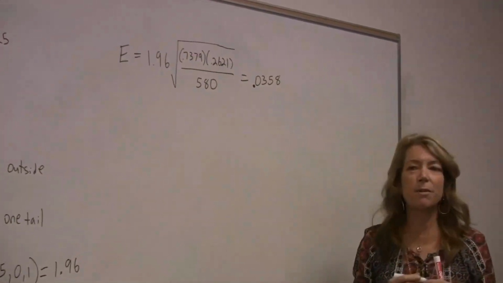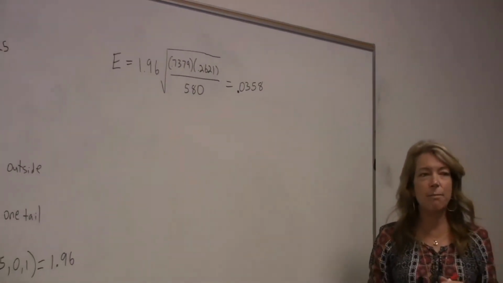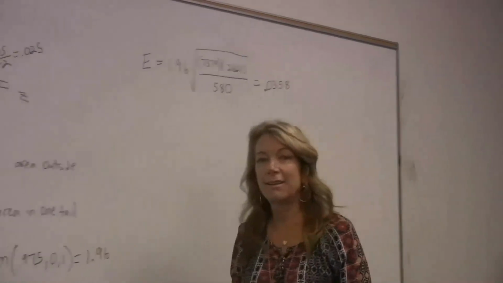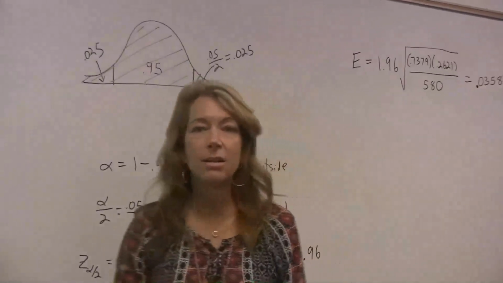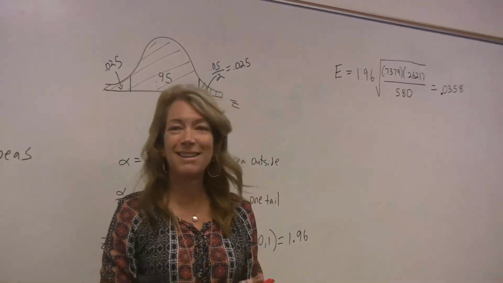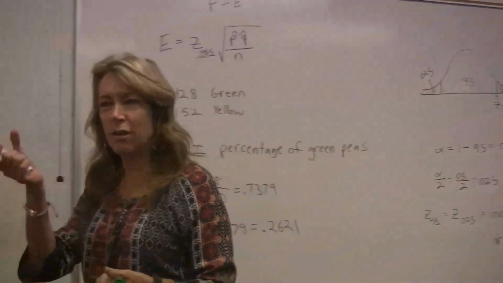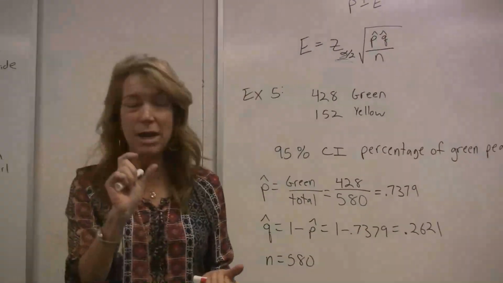Okay, so let me tell you something. If you did not get 0.0358, unfortunately, it's operator error. If you got 0.00358, well, I don't know. If you got two zeros, you probably either added a zero or lost a decimal somewhere when you typed things in.